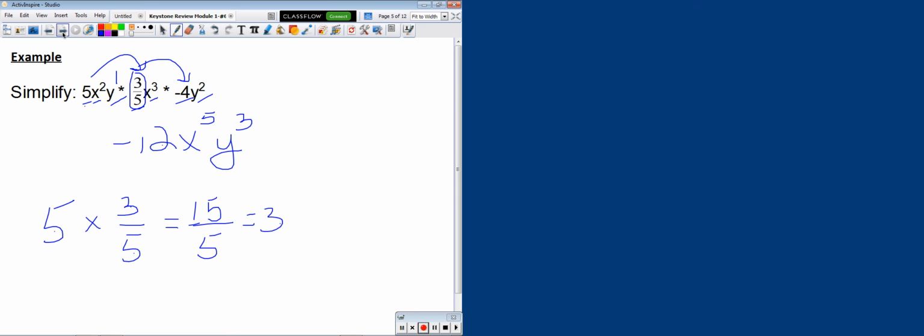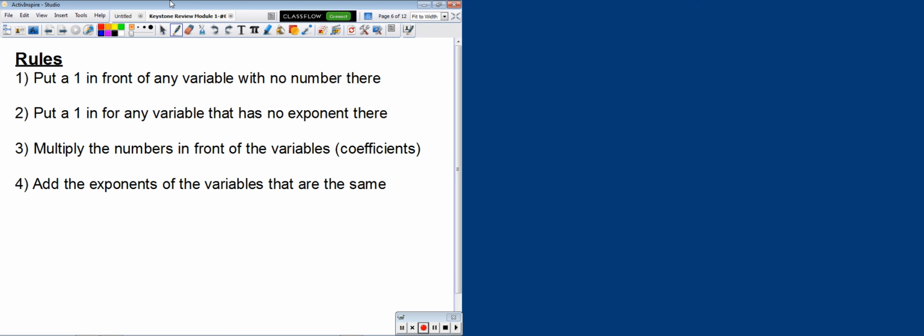So just a couple points of note here when you're talking about multiplying with variables and exponents. This came up in a couple of the different examples that we had. So just note that you want to put a 1 in front of any variables that have no number there, and that came up in a couple of the examples that we did. And then also, if you have a variable that has no exponent there, you put a 1 in there. That's to the first power.